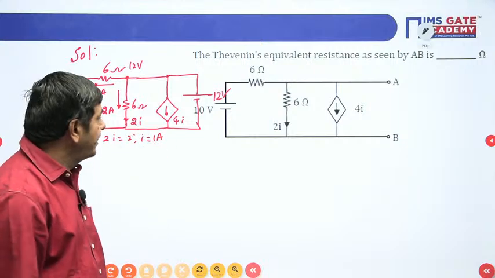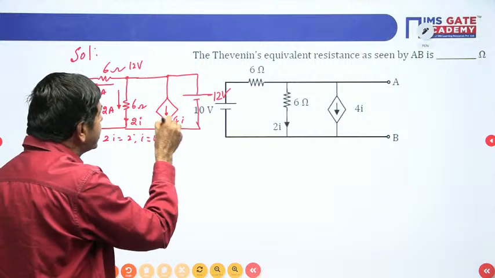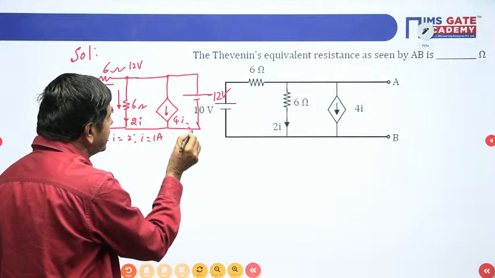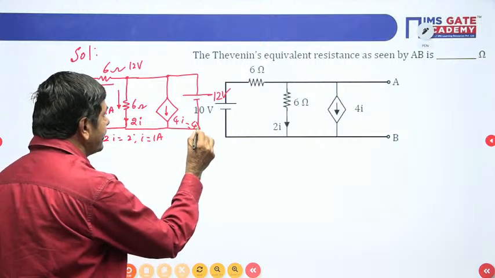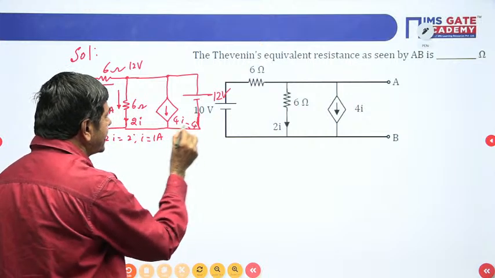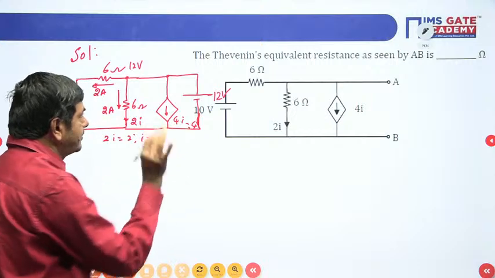Why we need to find out I? Here the current source is given, that is 4I. 4I onwards, 4 into 1. I will get 4 amperes only. This current will be 4, I is 1.